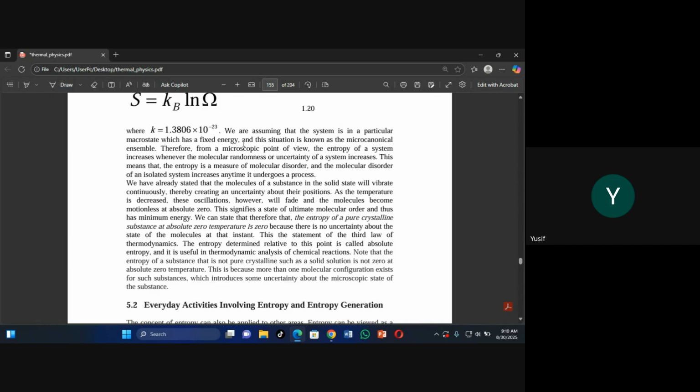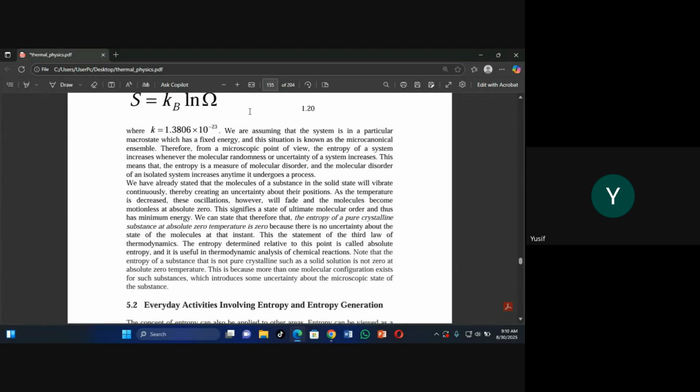Therefore, from a macroscopic point of view, the entropy of a system increases whenever the molecular randomness or uncertainty of a system increases. We are just trying to state that when we talk about the entropy of a system, where the movement of the molecules is random, it is always increasing at any time. And this is valid for a gaseous system, because as we said, in a solid the molecules do not move randomly or freely.